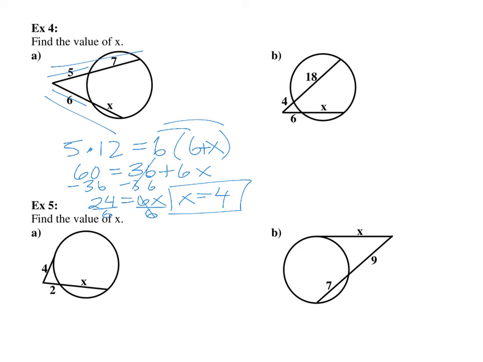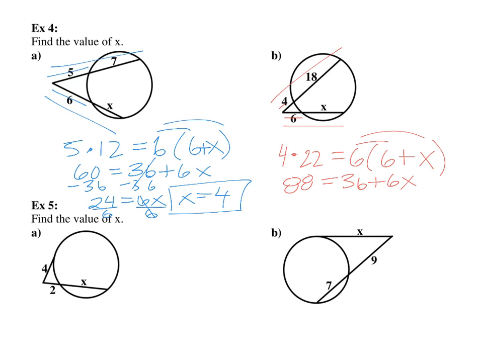Done. For the next one, I have 4 times 22. All right, watch out for that. A lot of students will write 18. Notice the pattern for the property. All right, there we go. So same thing as before. Here I have 88 is equal to 36 plus 6x. Subtract 36. And I get 42 is equal to 6x. Divide by 6. X is equal to 7. Done.